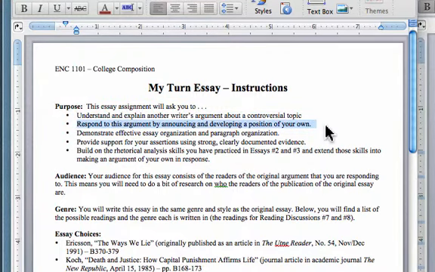The second step, and the thrust of the argument, that's why it's called My Turn Essay, is to respond to the argument by, it says here, announcing and developing a position of your own. That announcing a position of your own means that you need to create a thesis statement that clearly tells the reader what your position is on whatever the topic is in the essay that you've chosen. You also have to demonstrate effective essay organization and paragraph organization.